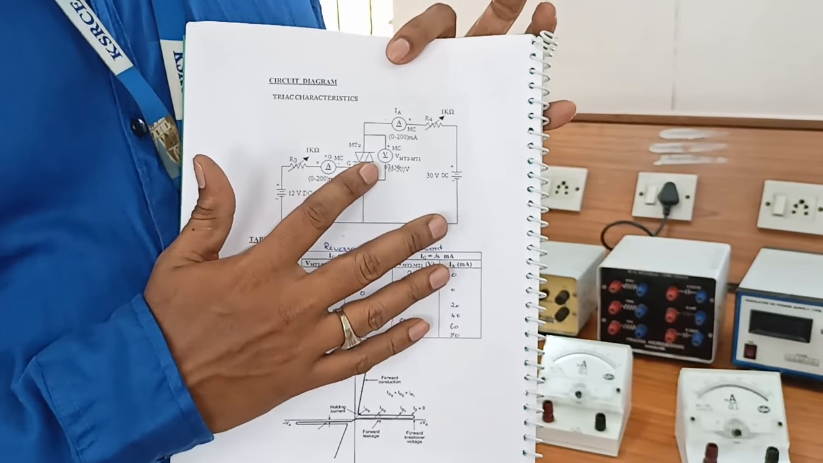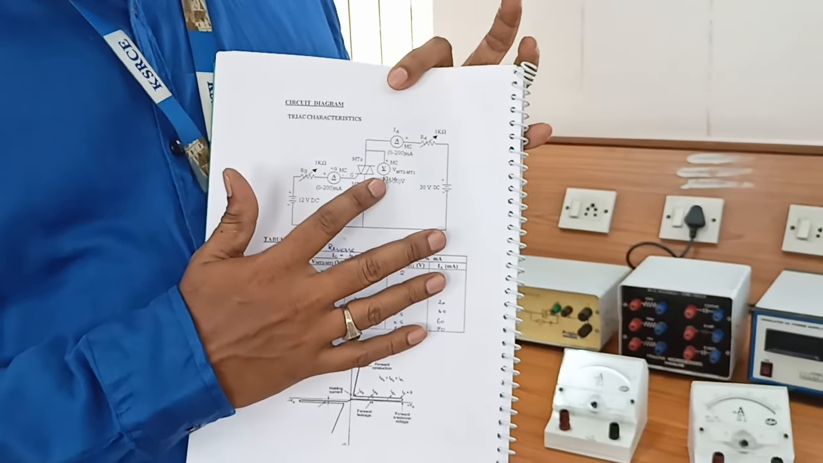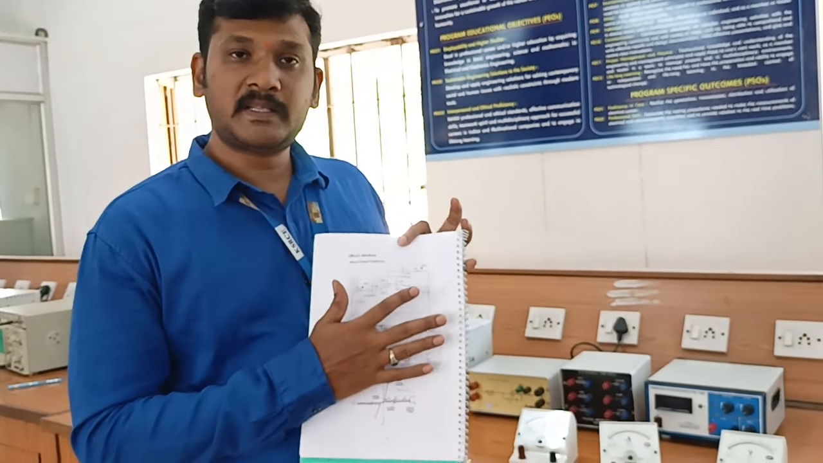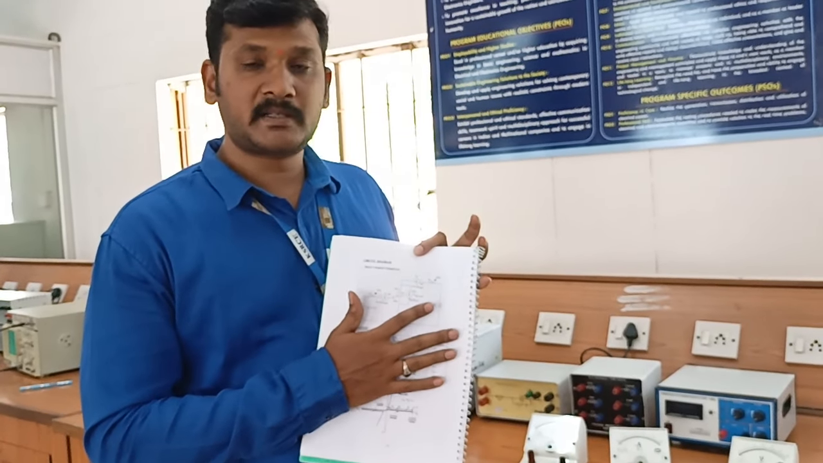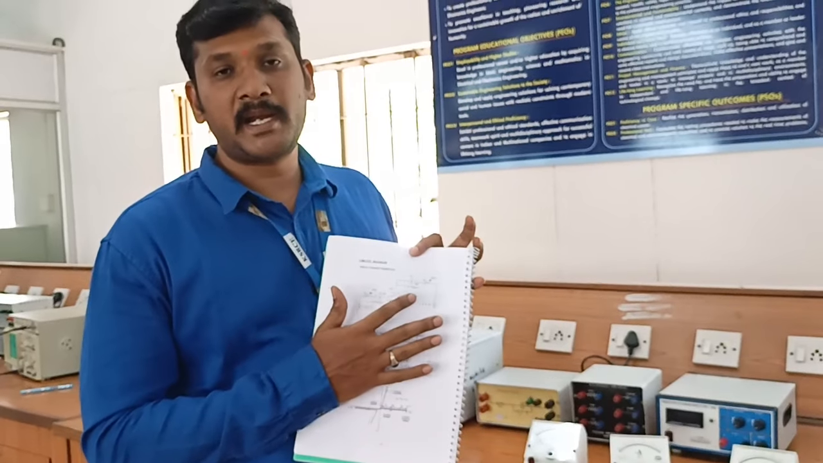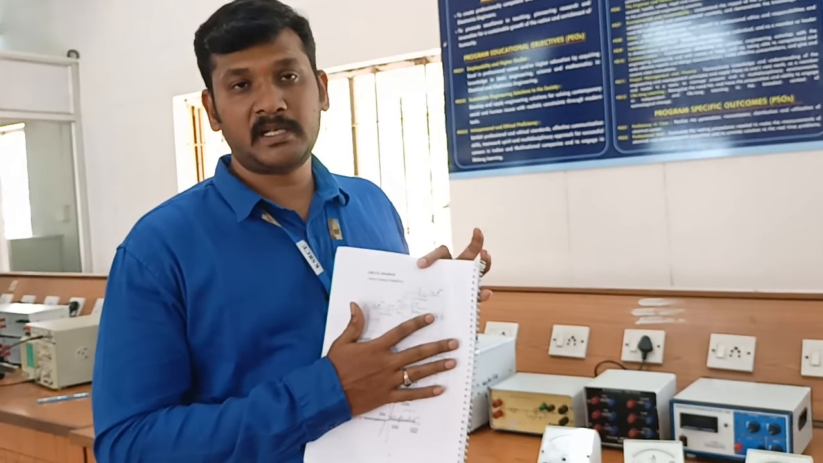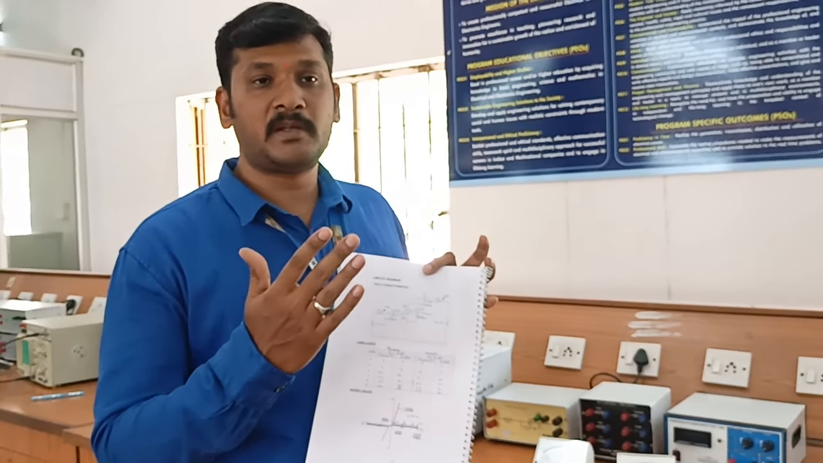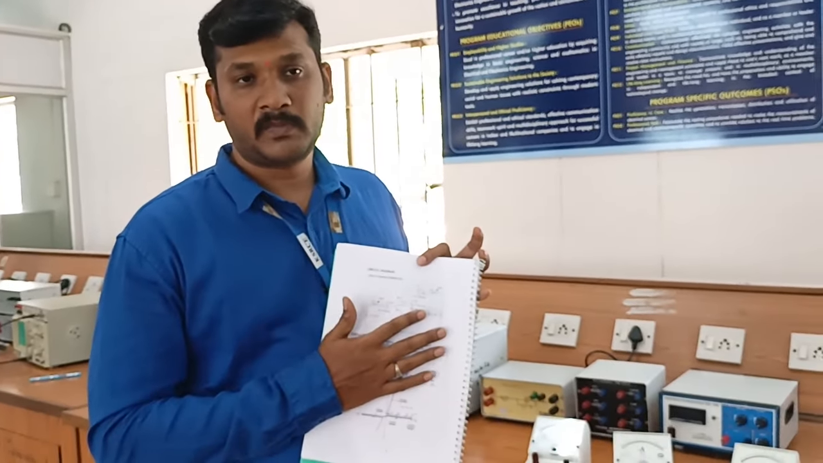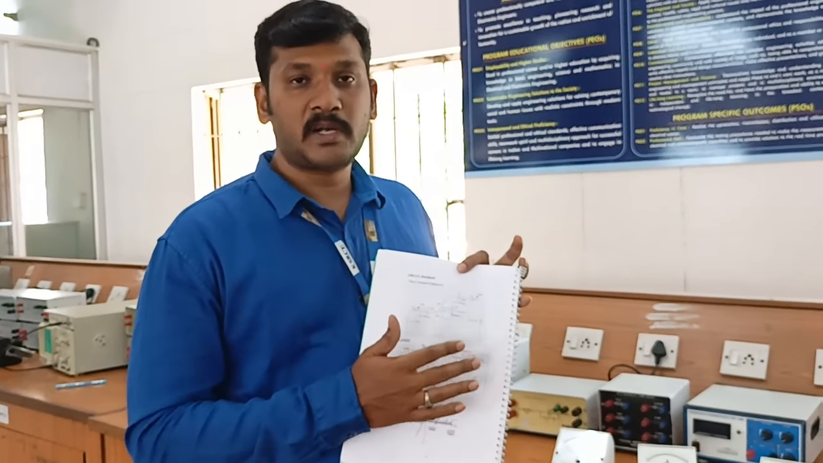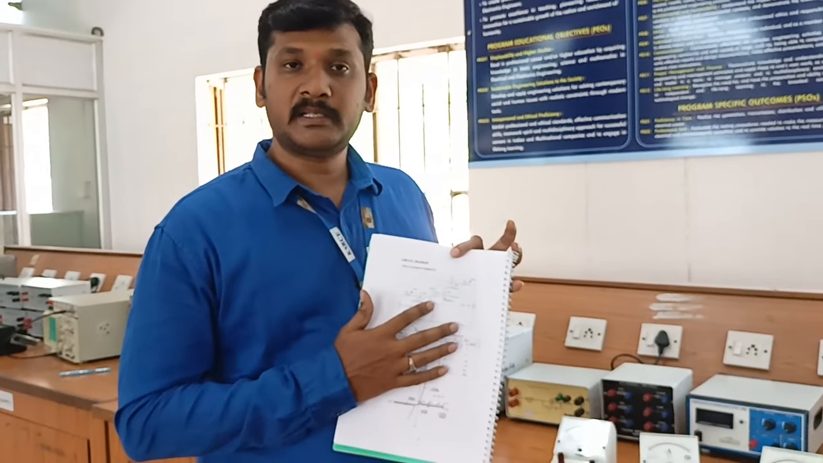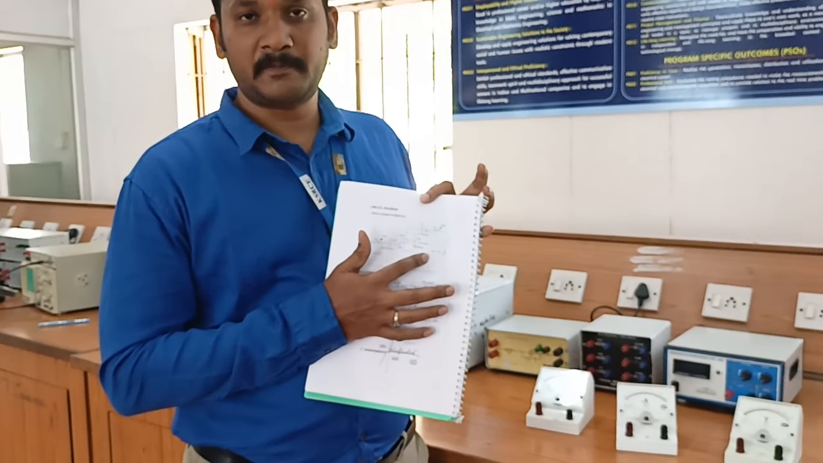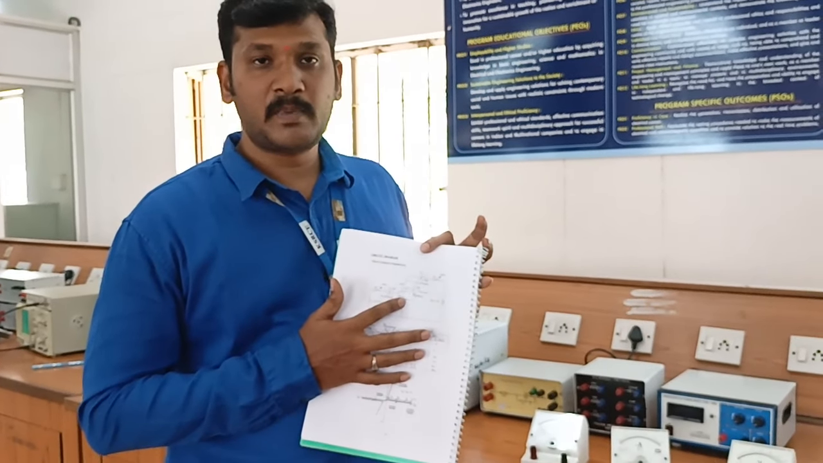This triac is a current controlled device and it is similar to our SCR. The difference is that the SCR is a unidirectional device, and the triac is a bidirectional device. The SCR conducts in only one direction: the current flows from anode to cathode, and it will not flow from cathode to anode terminal. But in the triac, the current direction depends upon the polarity of the source connected. So we call it a bidirectional device.